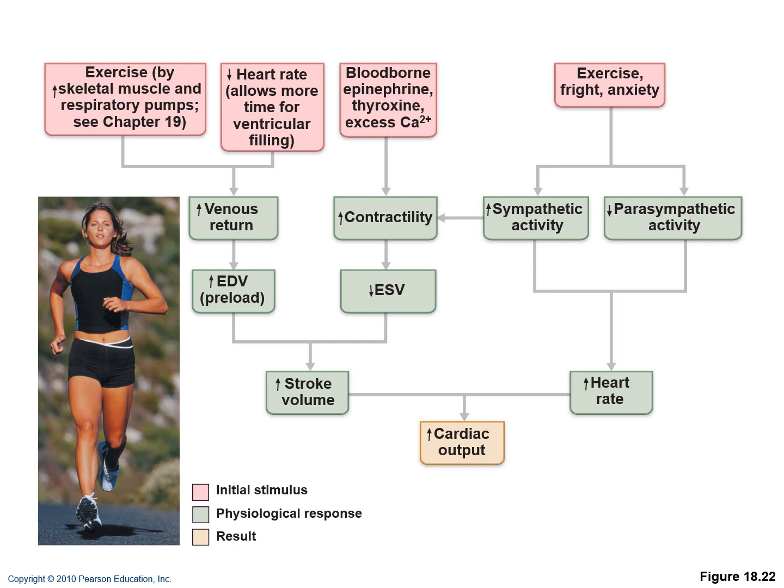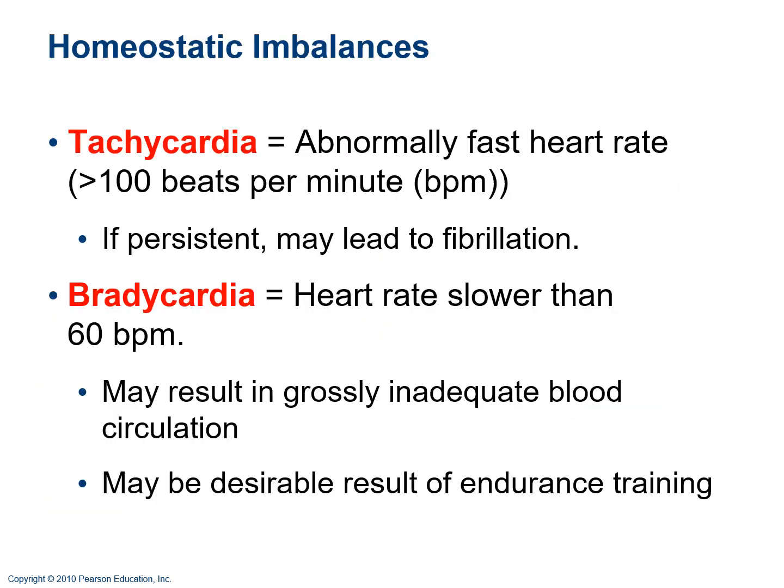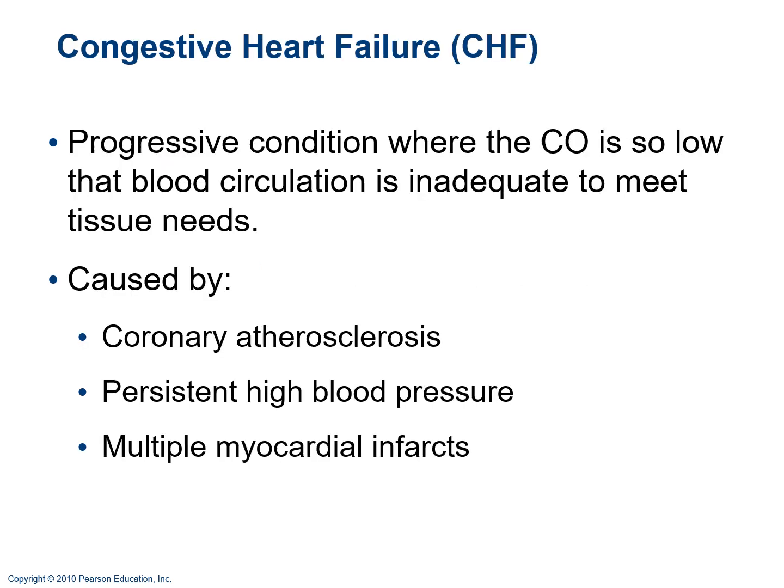So here's just a summary slide showing what different factors can increase venous return, increase contractility, and how that's involved with sympathetic versus parasympathetic. So it's a summary of everything we've gone through. Now, homeostatic imbalances of the heart include tachycardia, or an abnormally fast heart rate, meaning greater than 100 beats per minute, and if persistent, it can lead to fibrillation. Bradycardia, which is having a heart rate slower than 60 beats per minute, and this can result in grossly inadequate blood circulation, but may be desirable when athletes are training for endurance events.